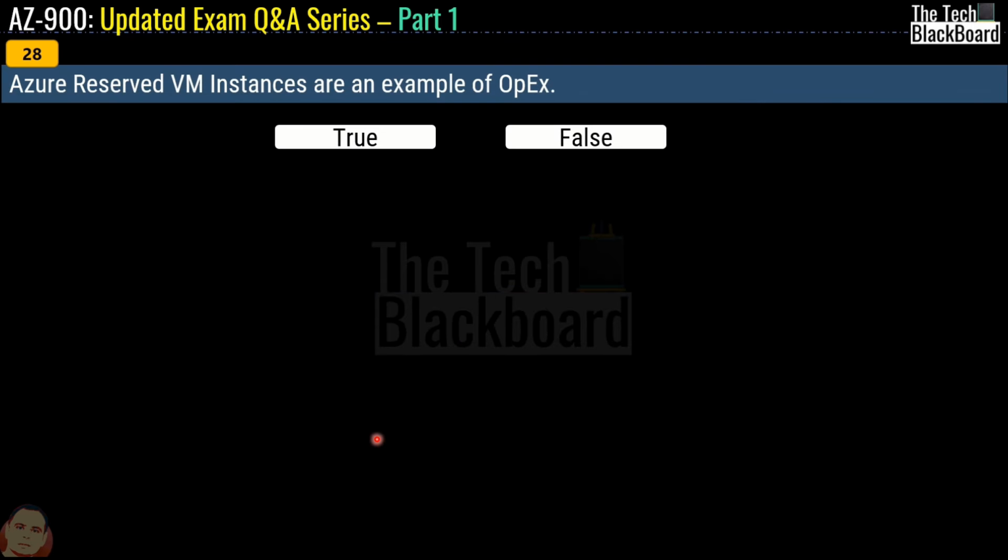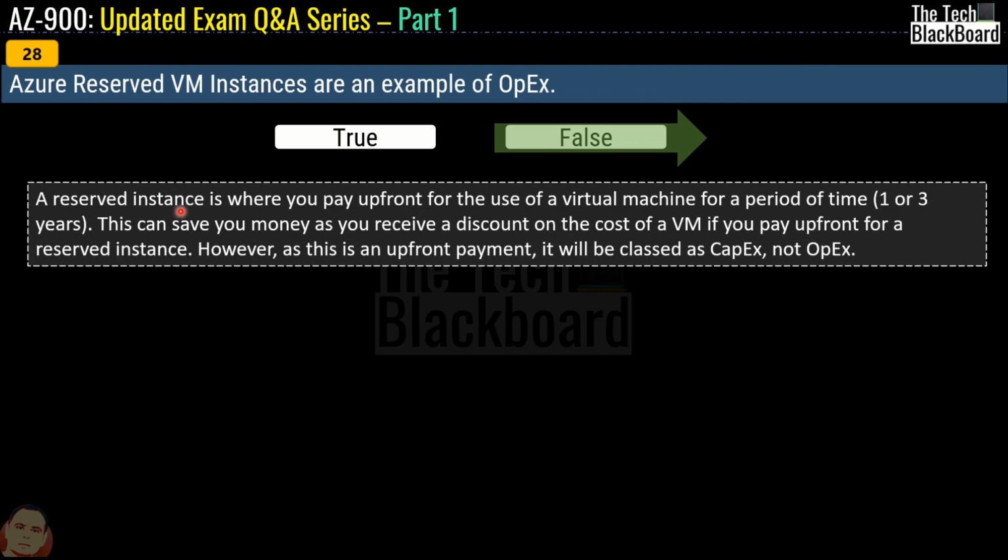Let's take one more question, question number 28. So Azure Reserved Virtual Machine instances are an example of OPEX. Is it true or is it false? The correct answer is false. Why? Because Azure Reserved Instance is where you pay upfront for the use of a virtual machine for a period of time. For example, it could be 1 year or 3 years. This can save you money as you receive a discount on the cost of a virtual machine if you pay upfront for a reserved instance. However, as this is an upfront payment, it will be classed as CAPEX and not OPEX.